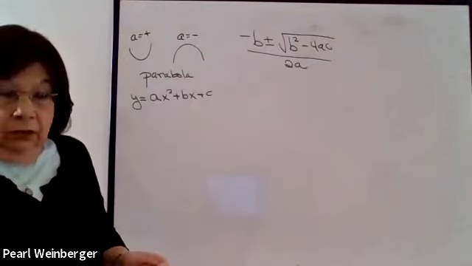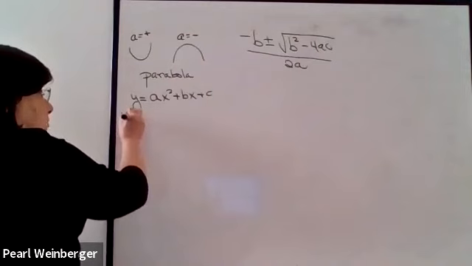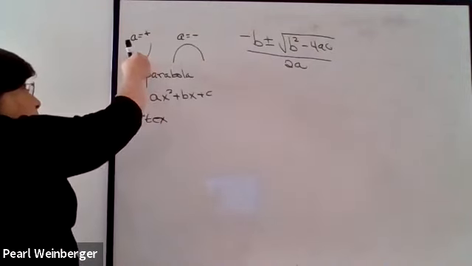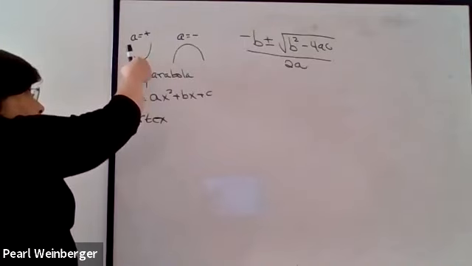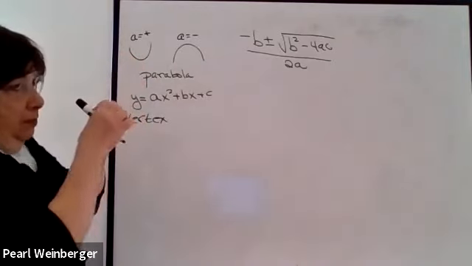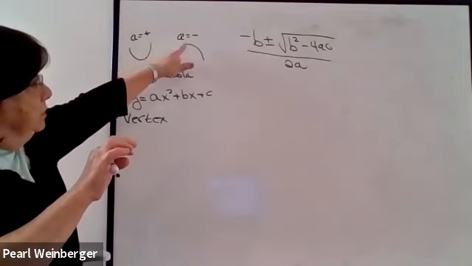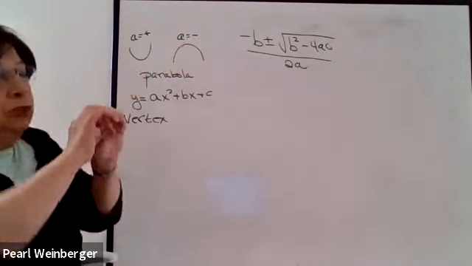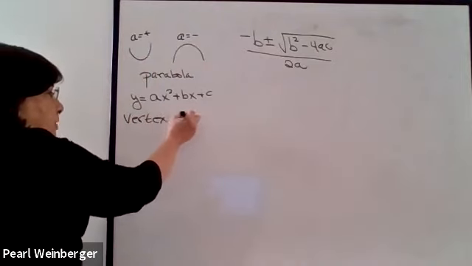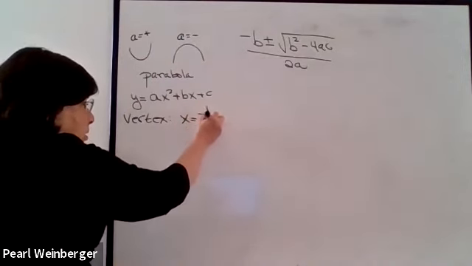We talked about finding what's called the vertex of the parabola, which is also sometimes called the turning point. When you have a U, the bottom of the U, or if it's upside down, the top of the U, the place where it changes its direction, that's called the vertex. And we can find the x value of the vertex by doing negative b over 2a.